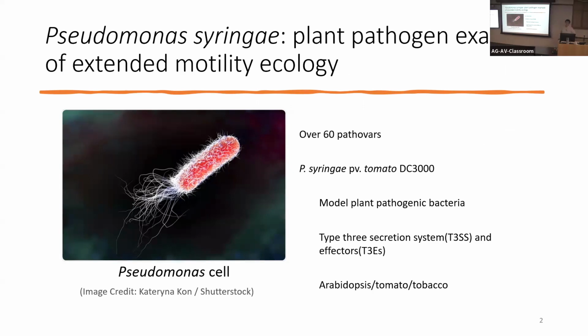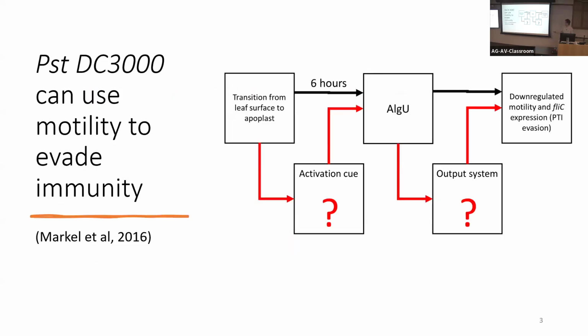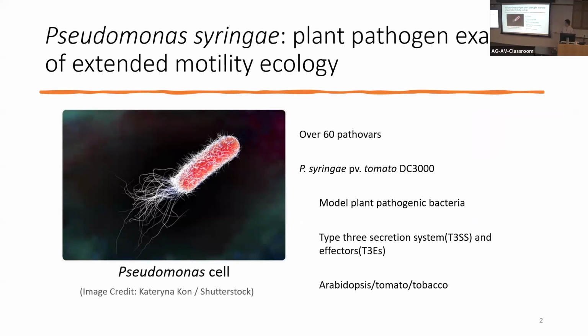But our species, Pseudomonas syringae, is a plant pathogenic bacteria that has a wide host range because there are over 60 total pathovars. The model strain we're interested in is DC3000, which is a tomato pathogen, but can also affect Arabidopsis as well as tomato. This strain has been developed as a model strain largely thanks to people in this department on this very campus, because people like Alan Collmer and Greg Martin, we know a lot about their type 3 secretion system and effectors.